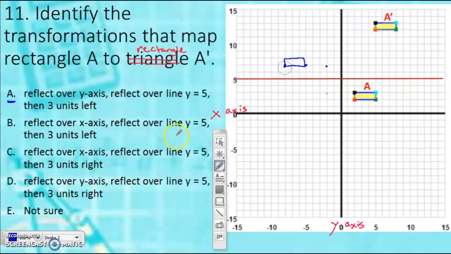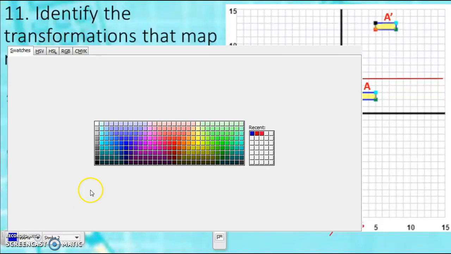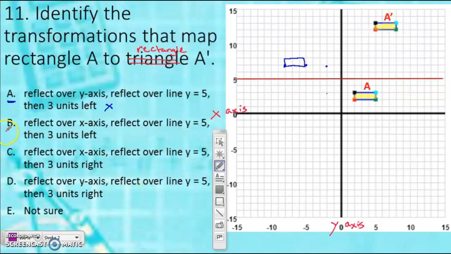But notice I'm not going to scribble through my answer. I'm just going to put a little X next to it in case I change my mind. If I were to scribble through all that and I changed my mind later, then I wouldn't be able to see it anymore. Okay? So now I'm going to go to some purple, and I'm going to do B in purple.